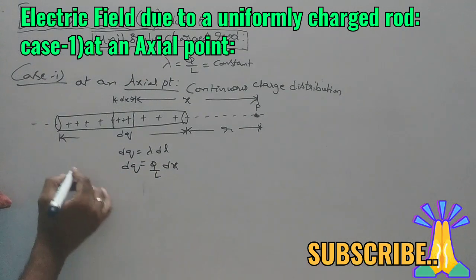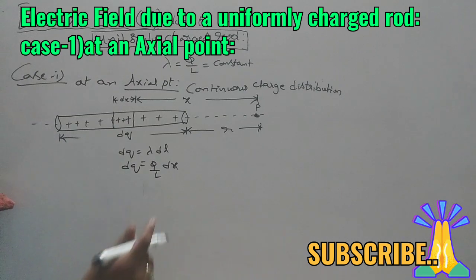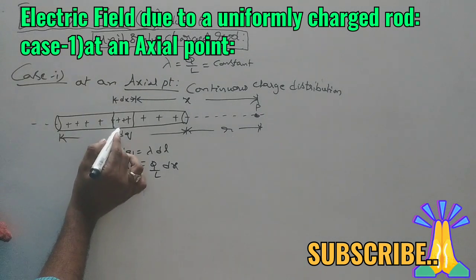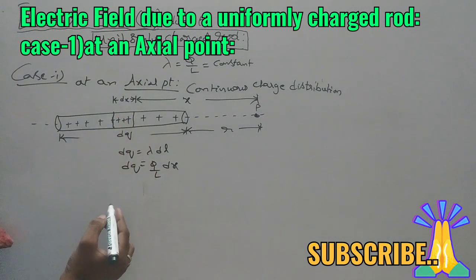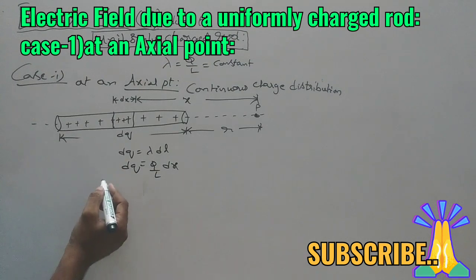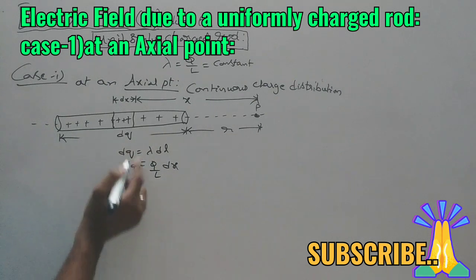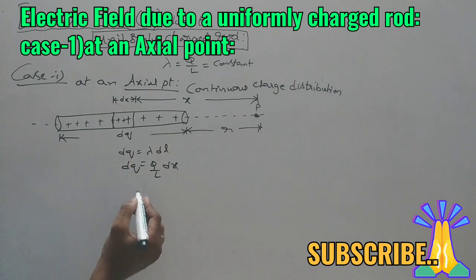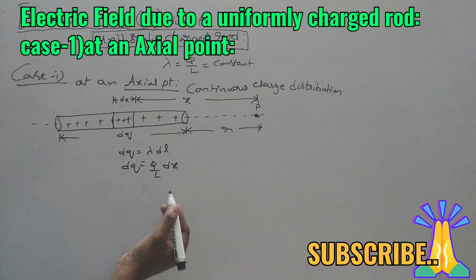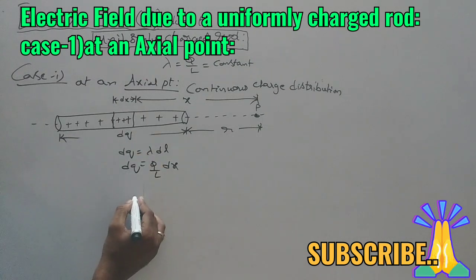This is the small amount of charge that is considered within the small elemental length dx. This elemental length means a very, very small amount of charge. So this dq, a very small amount of charge, can be considered a point charge. Based on the previous knowledge, suppose we consider dq as a point charge.